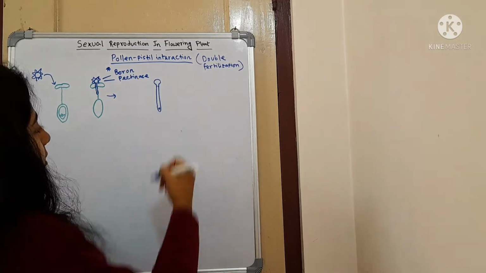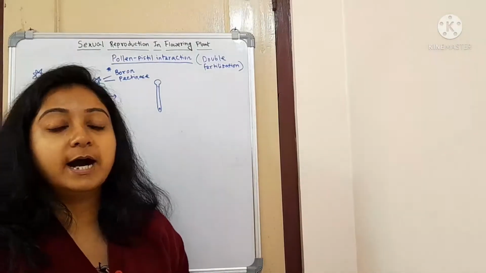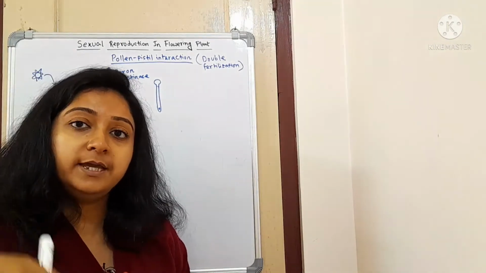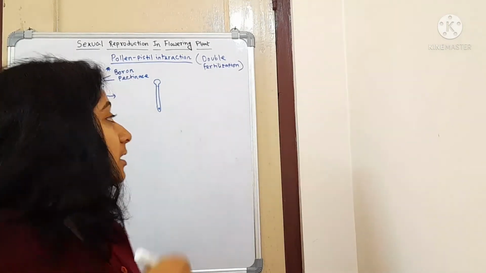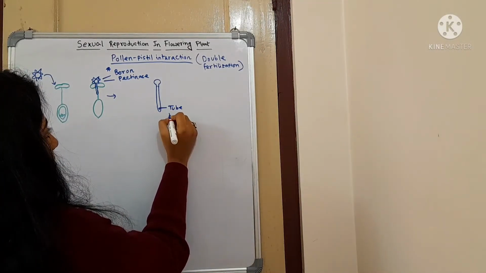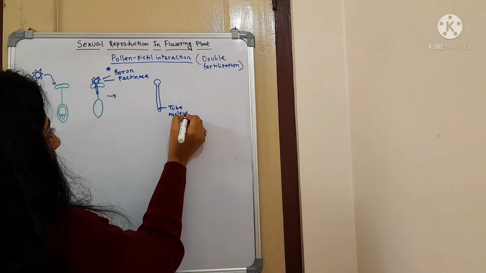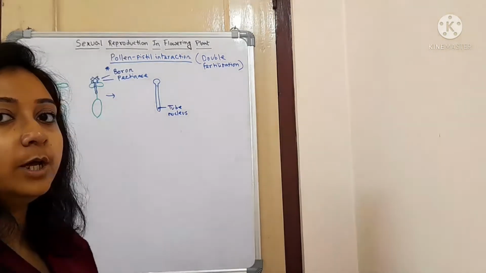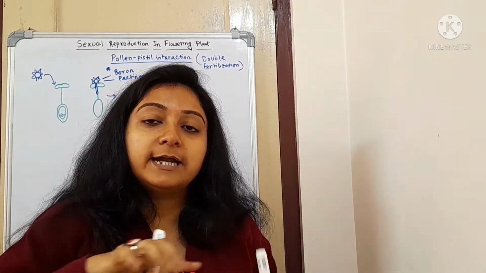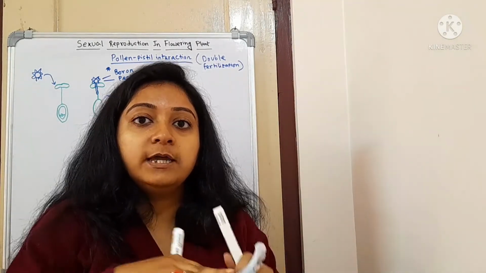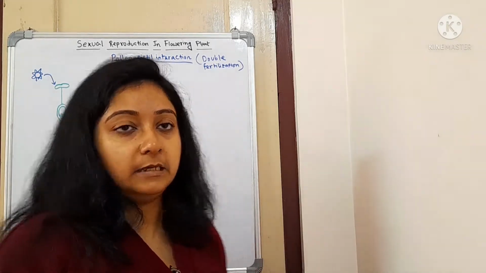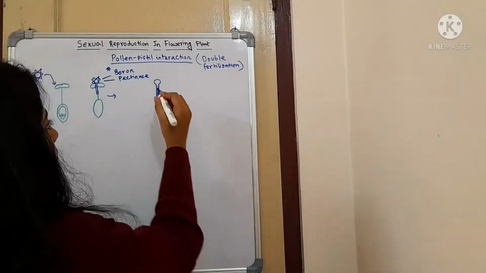There is one nucleus at the tip of the pollen tube. How will the pollen tube know in which way it has to go downward? There comes the role of the tube nucleus. There is one nucleus at the tip of the pollen tube which will show the direction to the pollen tube, that in which way you have to go and find your ovule, you have to find your egg. So this is the role of the tube nucleus.